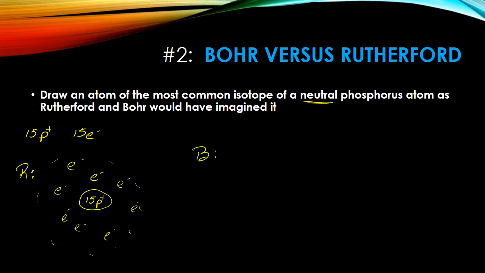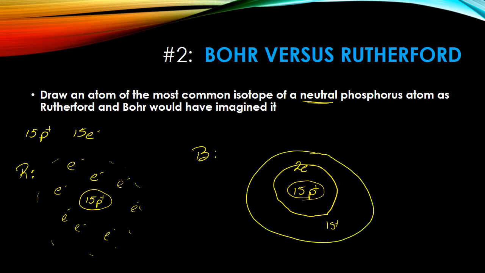Bohr had some very specific ideas about where those electrons were located. Number one, 15 protons in the nucleus of the atom. And then he had a first energy level, and this first energy level should be drawn in a circle. That's a really bad circle, but that's okay. He said 2 electrons can fit in that first energy level. And then we have a second energy level. How many electrons fit there? 8, that's correct. 8 electrons.